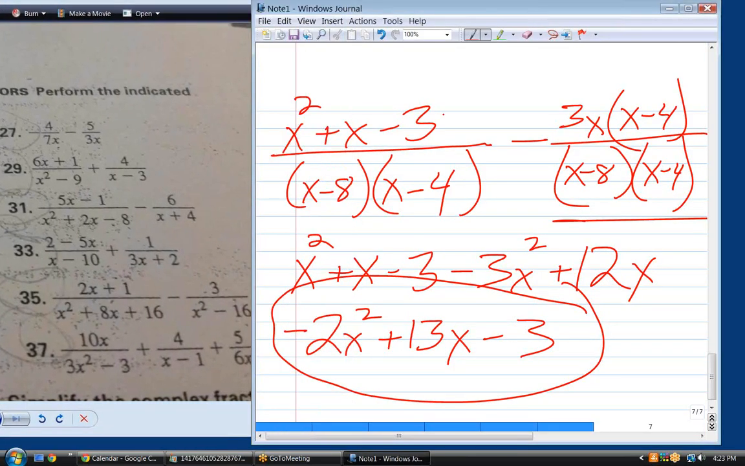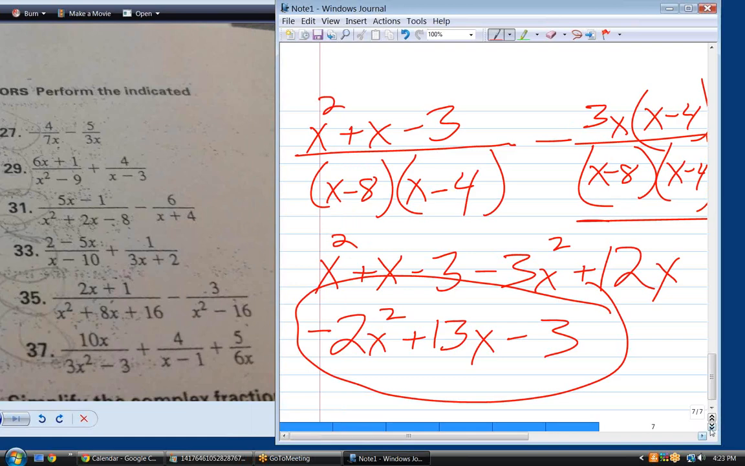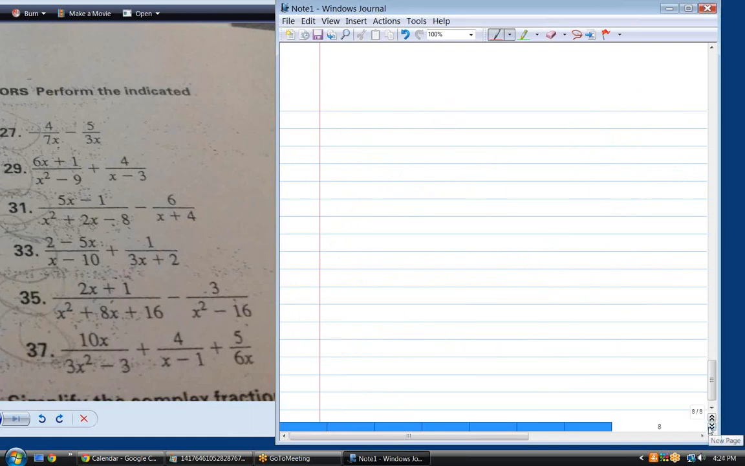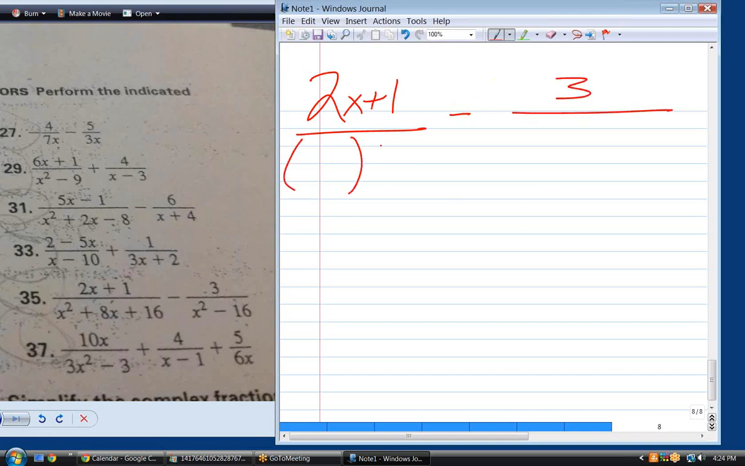35, a little different, a little harder. To begin 35, what should I do? Just factor both denominators. Only after I get them into linear factors am I going to be able to tell what the lowest common denominator is going to be. This one goes to what? X plus 4, x plus 4. And this one? X minus 4, x plus 4.